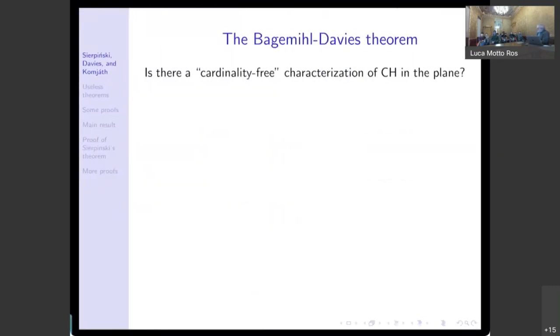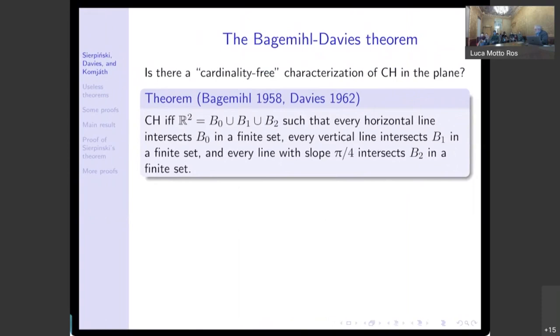Now, is there a cardinality-free characterization of CH in the plane? The question was posed by Erdős and by Sierpiński himself, but was answered just a few years later, like 10 years later or so. So we have the following theorem by Frederick Bagemihl, an analyst in the States, and Roy Davies, an analyst slash set theorist in the UK.